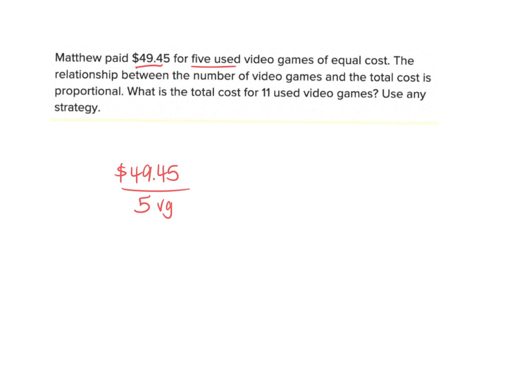Okay, I'm going to say that the relationship is proportional, so I can set up something called a proportion, or equal rates. So it says, what if I was going to buy 11 video games? So instead of 5, I'm going to put 11 down here on the bottom, and I'm going to try to solve it. Again, just one way to solve it. So I can take $49.45 times 11.